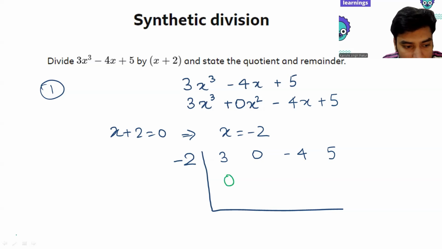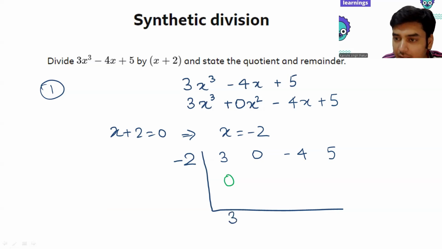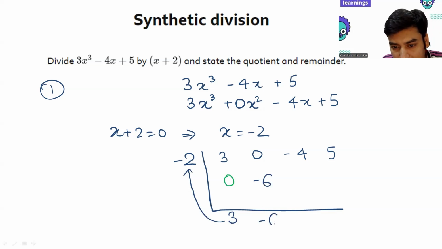So here in the starting, I get it as 3 only. First term, you don't have to multiply, just keep it as it is. Now, next term, you multiply with minus 2. Whatever you get, 3 times minus 2, I get minus 6. So that minus 6, I'll write it here. Got it? And then add it also. So minus 6 plus 0, you get minus 6.